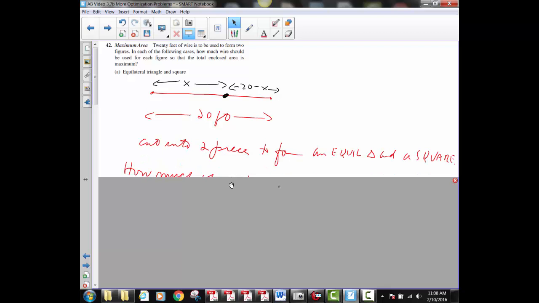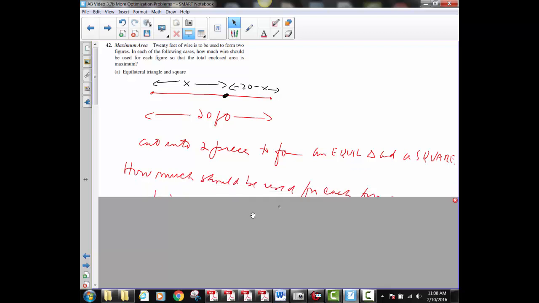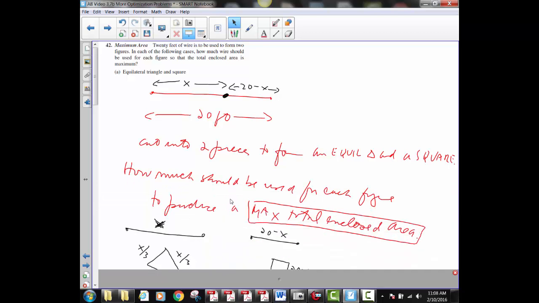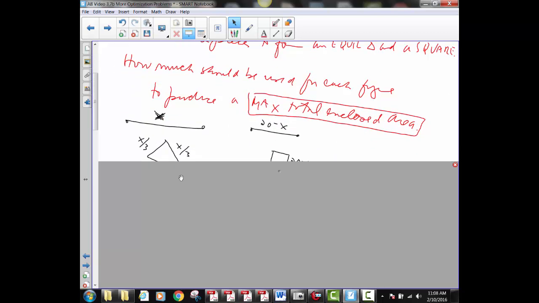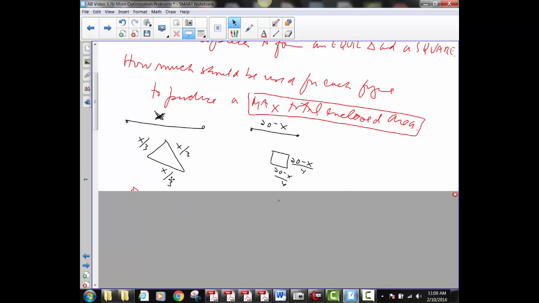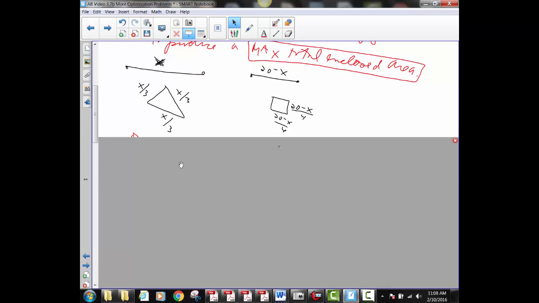And we're going to form, with one of these pieces, an equilateral triangle, and with the other piece, a square, and we want the total enclosed area to be a maximum. So if I take the piece that's length x and fold it into an equilateral triangle, each side will measure x over 3. If I take the piece that measures 20 minus x and fold it into a square, then each side of the square will be (20 minus x) divided by 4.